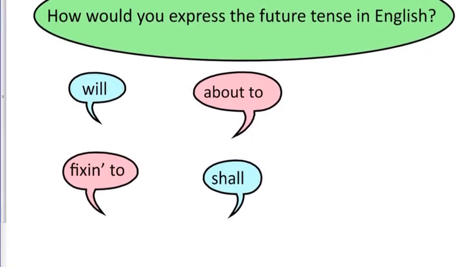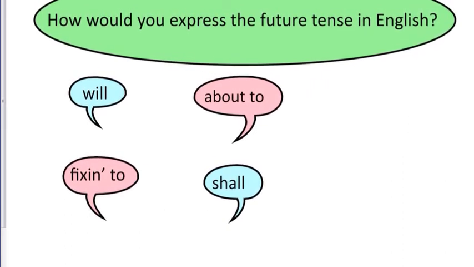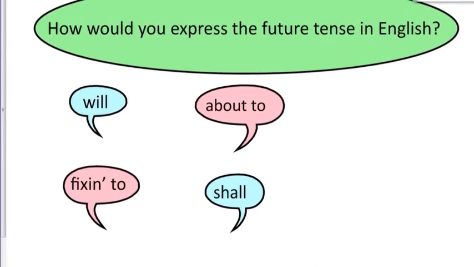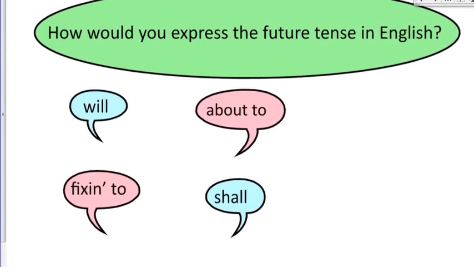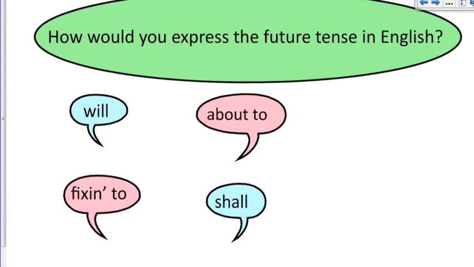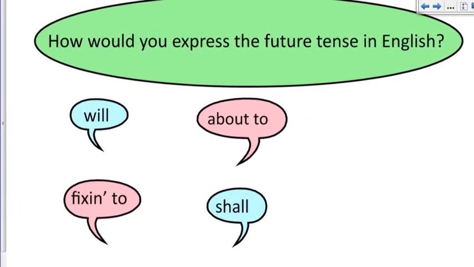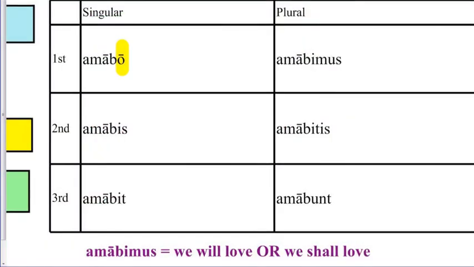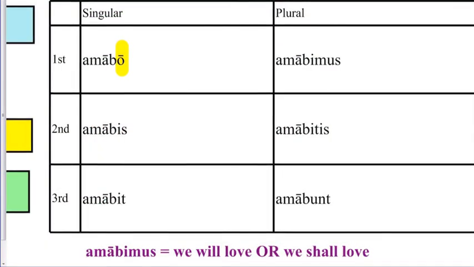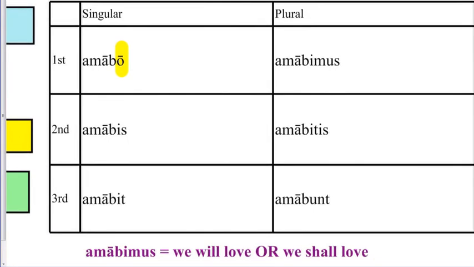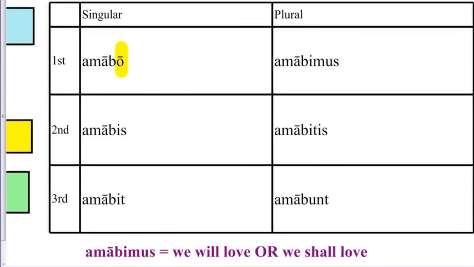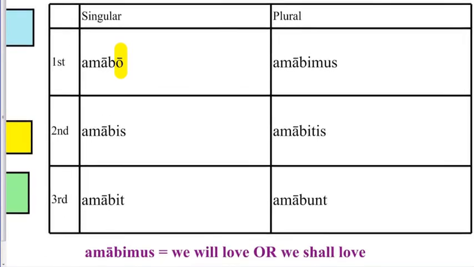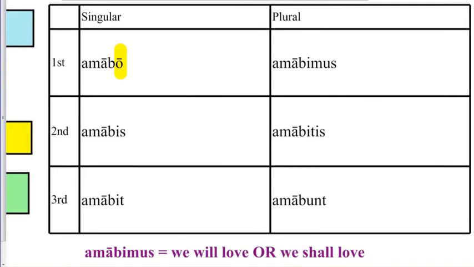Most of the time you're going to translate the future tense with will. You can always use shall if you're feeling kind of fancy, or if you're ordering someone to do something, like you shall do your homework. I also put fixin' to in there because it's just a fun Texan thing and I like fun Texan things. So when you translate a verb that's conjugated in the future, like amabimus, it means we will love or we shall love. You have to get that will or that shall in there to make sure you've translated it future.